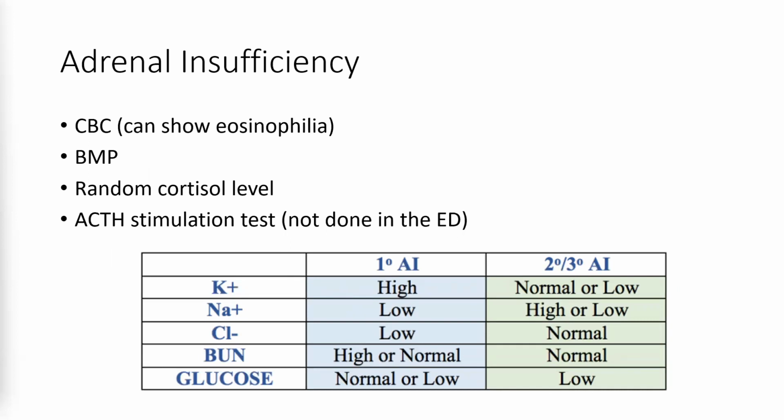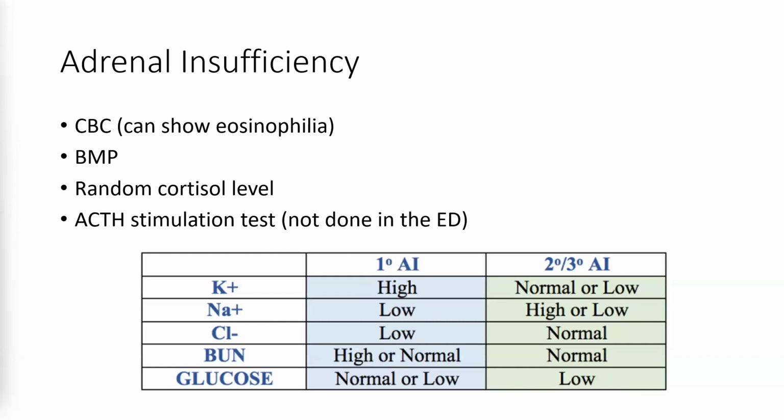Adrenal insufficiency conditions are very hard to detect. So the labs you want to draw here include a CBC for eosinophilia. You can get a BMP. You can try to get a random cortisol level, but sometimes that doesn't point to adrenal insufficiency, especially if in that moment their adrenal glands are working okay. An ACTH stimulation test is sometimes done outpatient. We rarely do that in the emergency room.